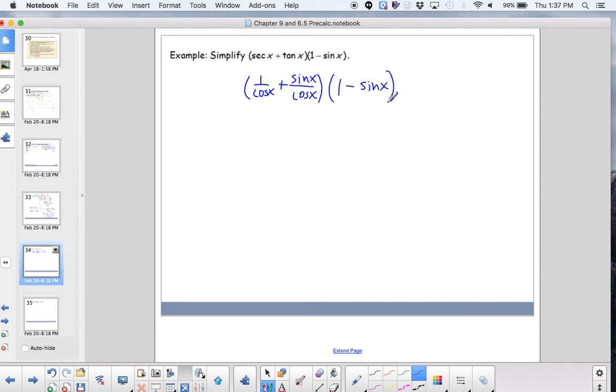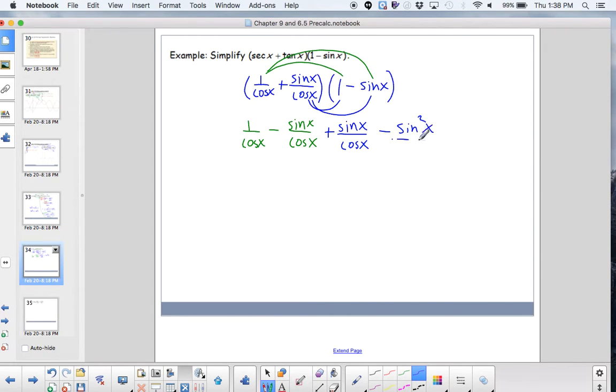And now it looks like I probably need to FOIL this, so I'm going to multiply here, and that's going to give me 1 over cosine x minus sine x over cosine x. Okay, and then let's do this part, which would give me plus sine x over cosine x, and then minus sine squared x over cosine x. And pretty quickly, hopefully you notice that these two would cancel. Okay, so we can get rid of that.